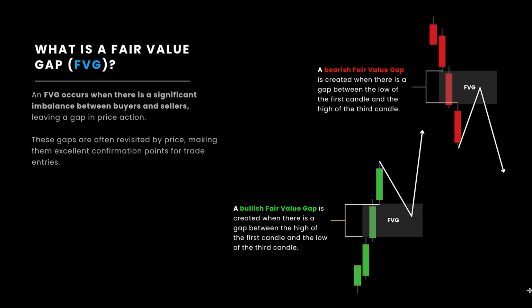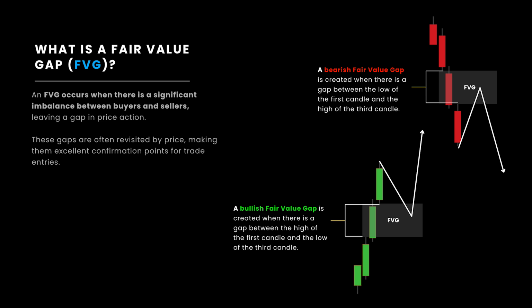So for those that don't know what a fair value gap is, a fair value gap occurs when there's a significant imbalance between buyers and sellers, leaving a gap in price action. These gaps are often revisited by price, making them excellent confirmation points for trade entries or sometimes trade exits.